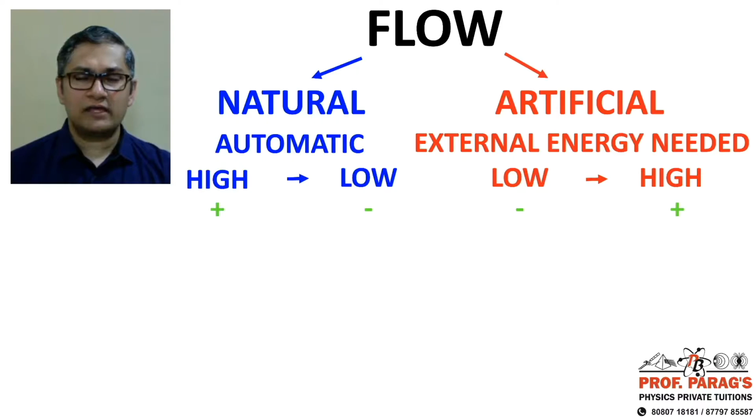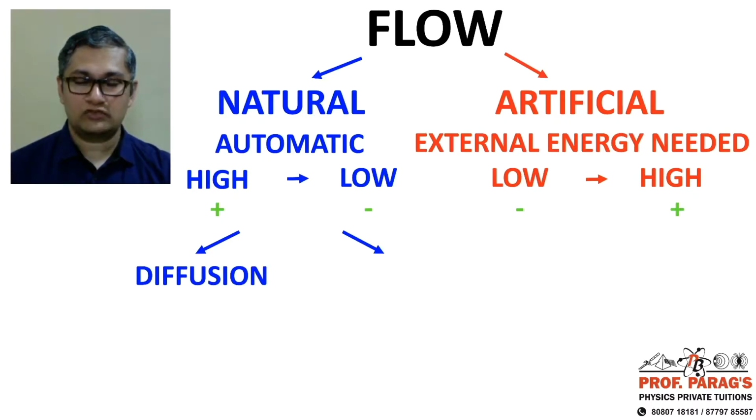Now, the natural flow can be further classified into two types, so let's understand that today. Natural flow is from high to low. Please note that both these flows are going to be from a high level to a low level. The first one is called diffusion. You might have heard this word before, it's a very common word. You will see this word also being used in some chapters in biology and chemistry as well. The second word is drift.